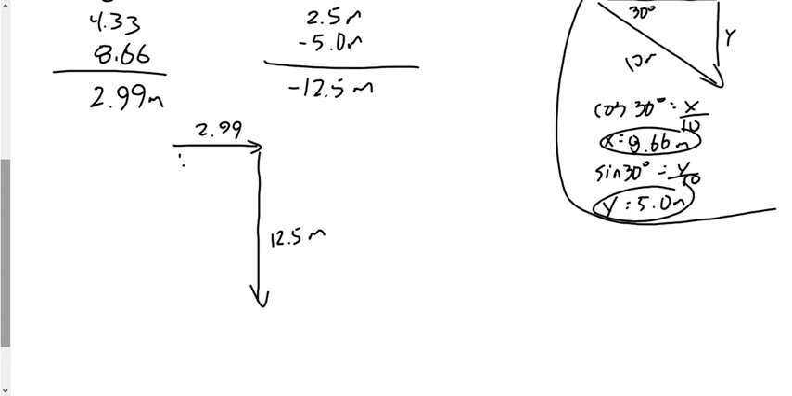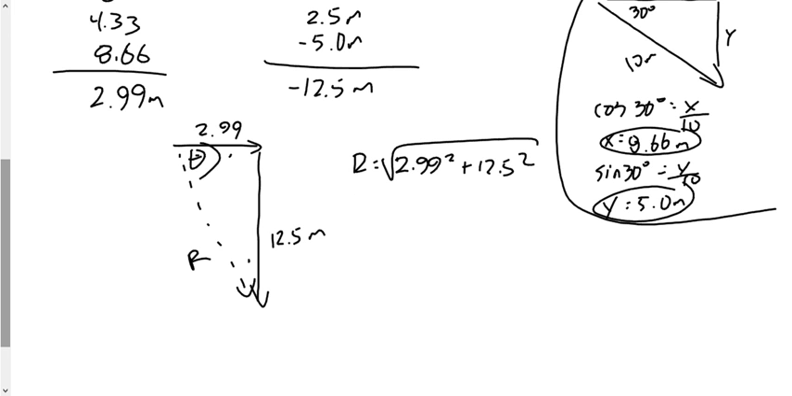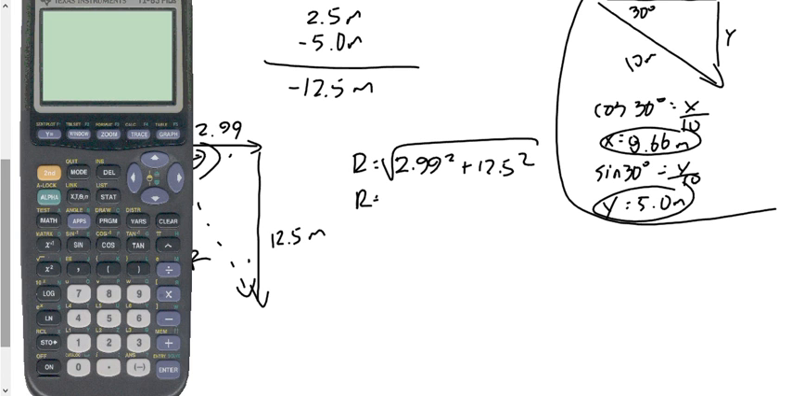My resultant vector is drawn from start to finish. We're going to label that R. And we're going to label theta where? Position 1, position 2, or position 3. Where is it? 1. Yeah, always at the start of the diagram, right? Let's say R is equal to the square root of 2.99 squared plus 12.5 squared, square root that. What do I got here?